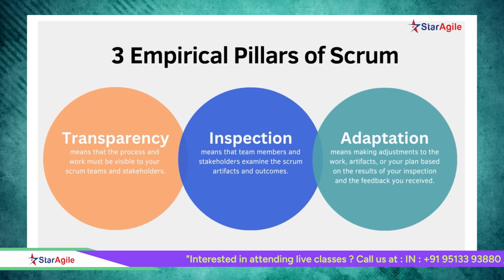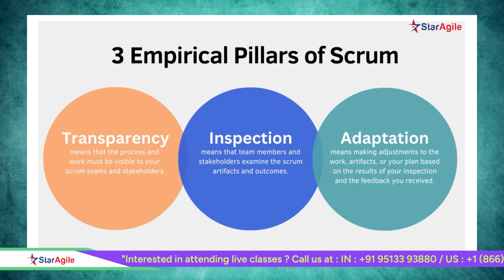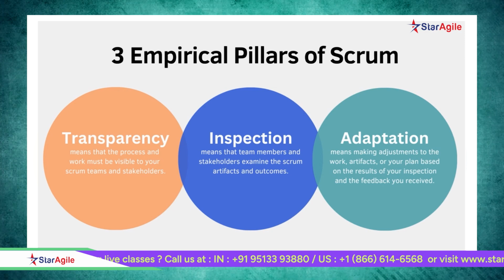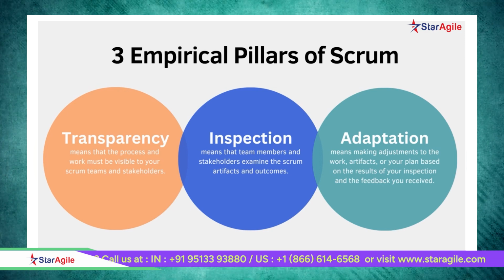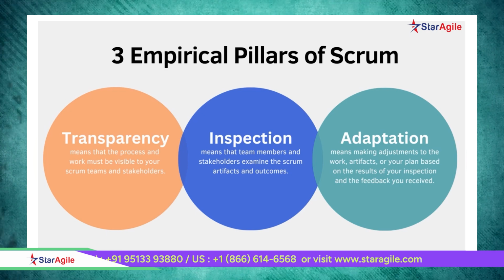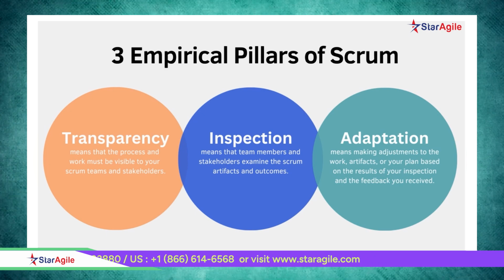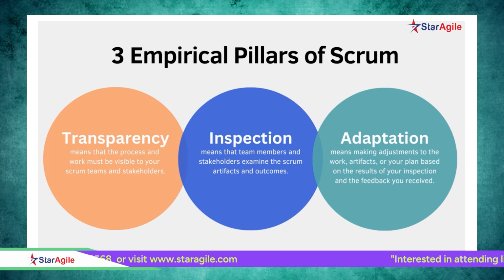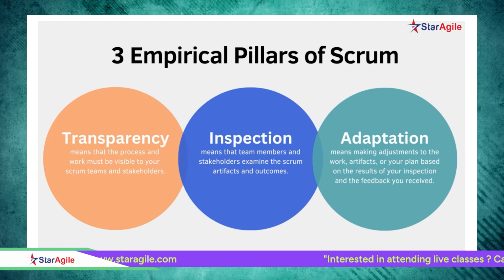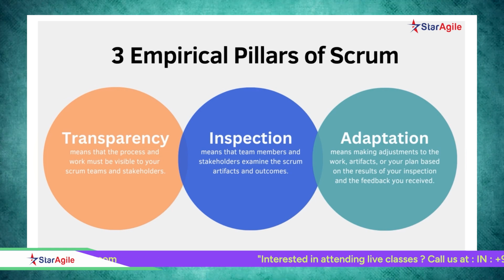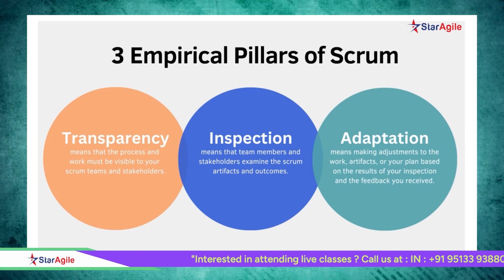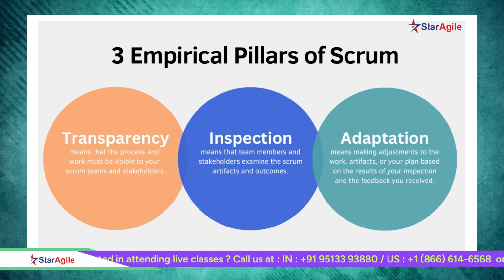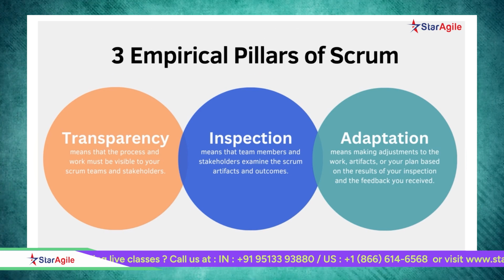What do we understand by these three words? Transparency. The first pillar means that all aspects of Scrum process and the product being developed are visible to all the stakeholders. Transparency enables everyone involved to have a clear understanding of the current state of the project, including progress, impediments, and risk.